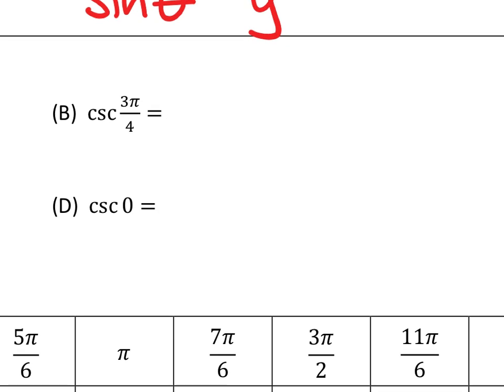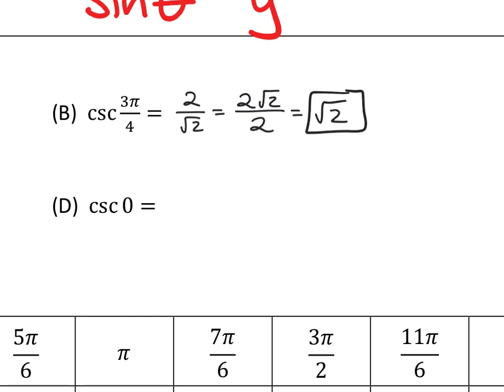On my unit circle, find 3 pi over 4. The sine coordinate at 3 pi over 4 is square root of 2 over 2. I wrote it as its reciprocal, and then we just rationalize my denominator. Multiply by square root 2 on both top and bottom, and then those 2's are going to cancel out. I get that the cosecant of 3 pi over 4 is square root of 2. All of this is coming from the unit circle.